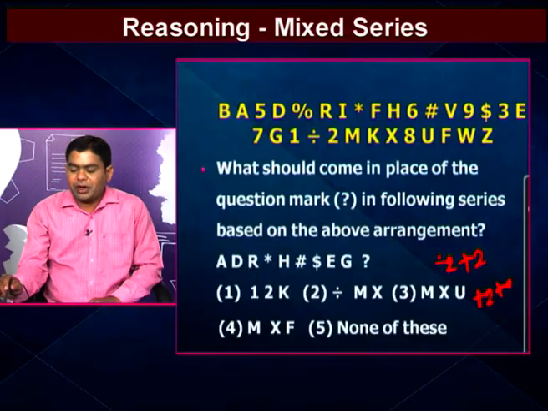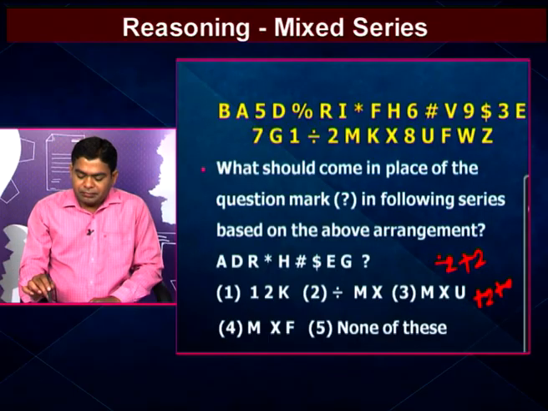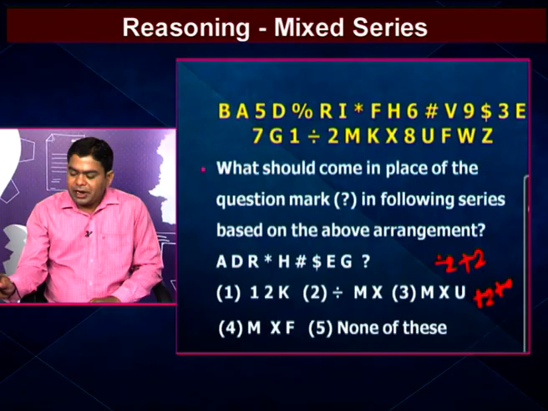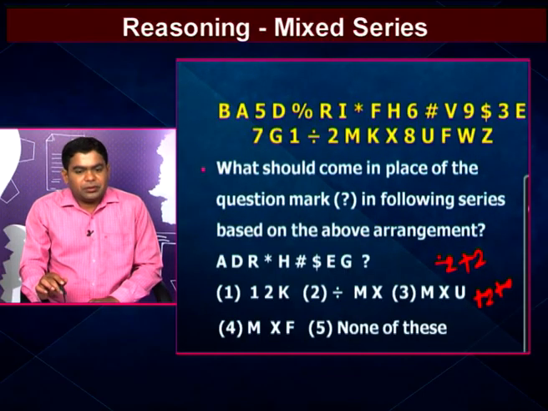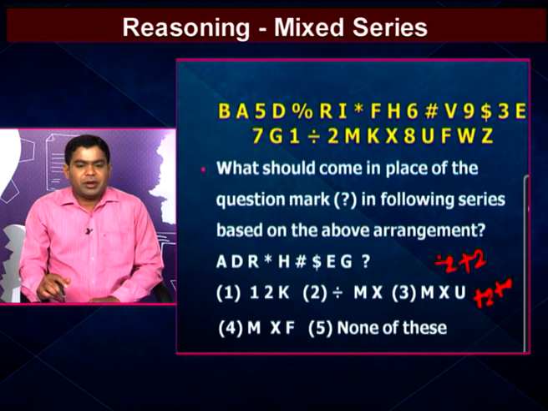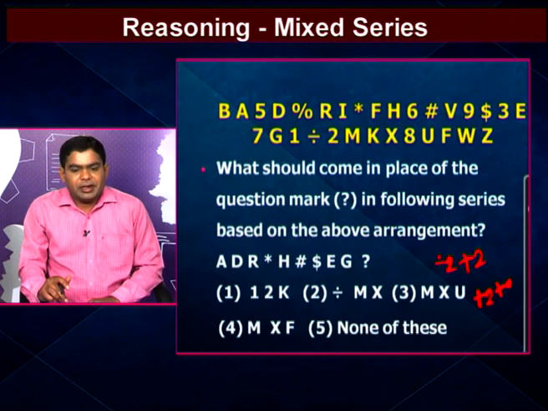That means here 2 elements are left out. Those elements are V and 9. After that dollar is there, and after that E is there. So the relation between dollar and E: dollar is followed by the second element of dollar, that one is E. Again E is followed by the second element of E, that one is G. That means the first element is followed by plus 2 and that element is followed by plus 2. After that one element is left out.